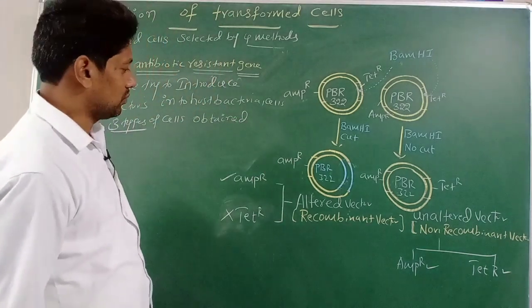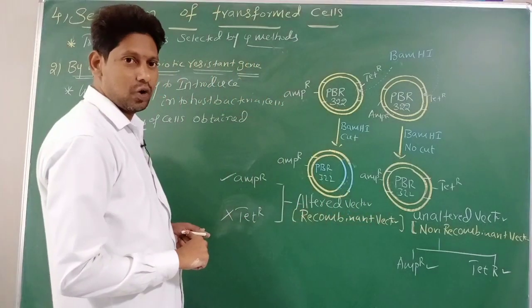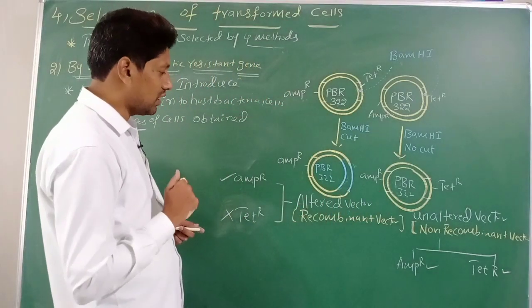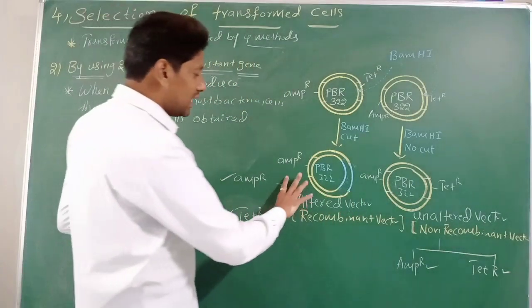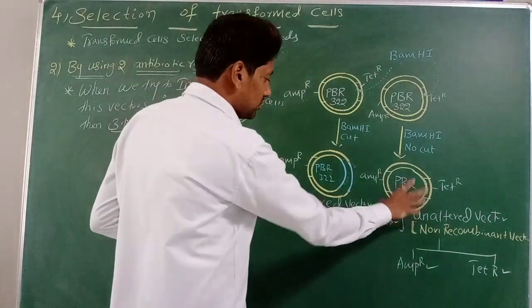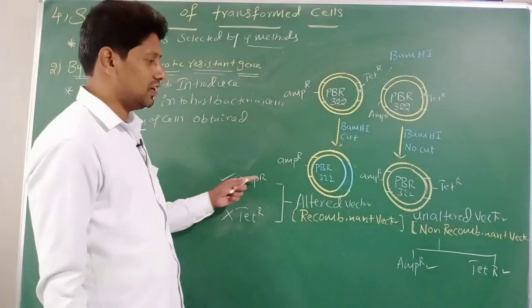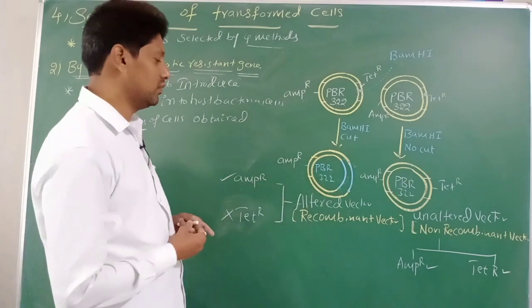Now, listen to this statement. Here, how many types of vectors do we have? First you tell me that. Two types. What are they? Altered vector, and the second one is unaltered vector. Now we are trying to introduce these vectors into the host bacterial cell. Yes or no? Then what happens?